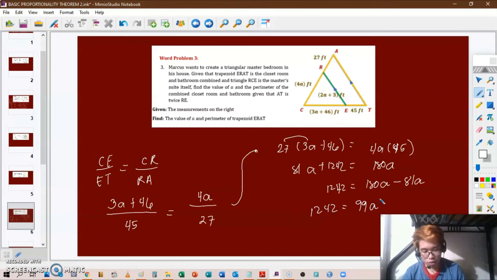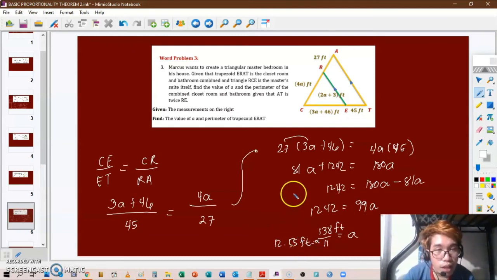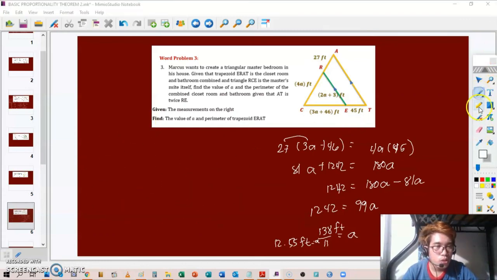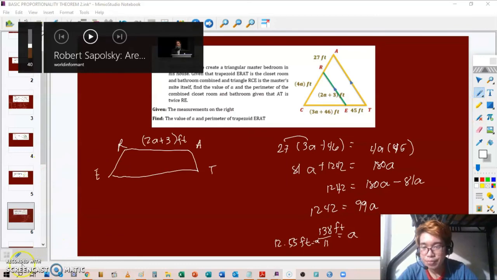If we divide 1242 by 99, we're going to get 138 over 11 as the value of A, or simply equal to 12.55. So 12.55 feet is the value of A. Now that we know the value of A, let's get the perimeter of this trapezoid. Let's erase these parts and draw the trapezoid that we have.